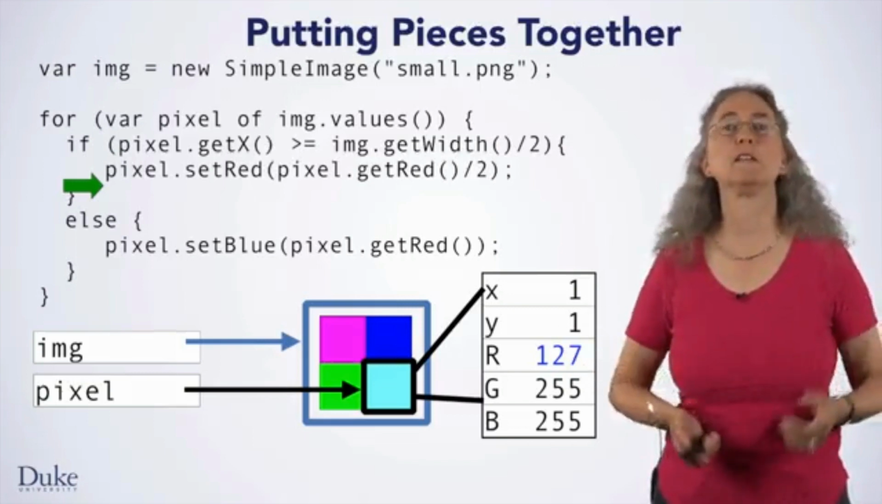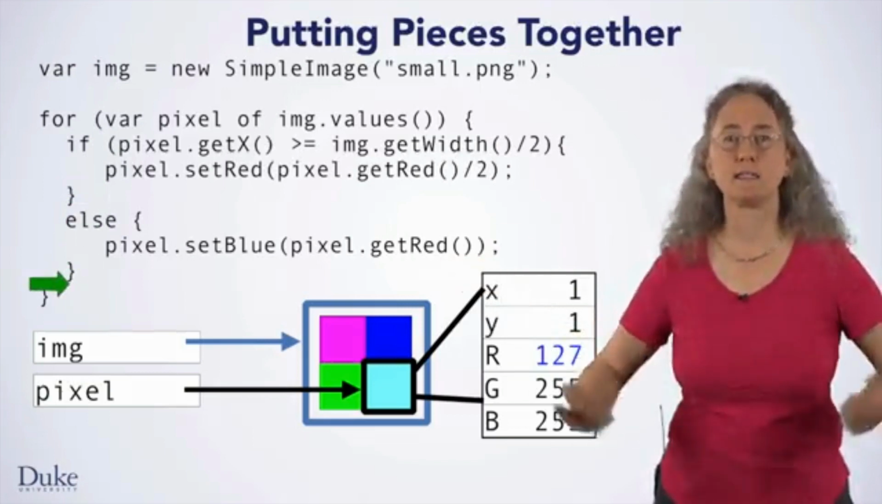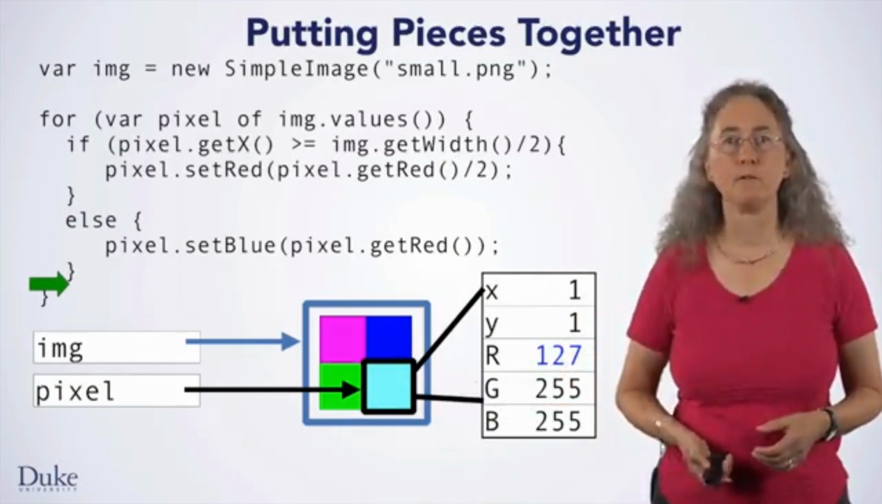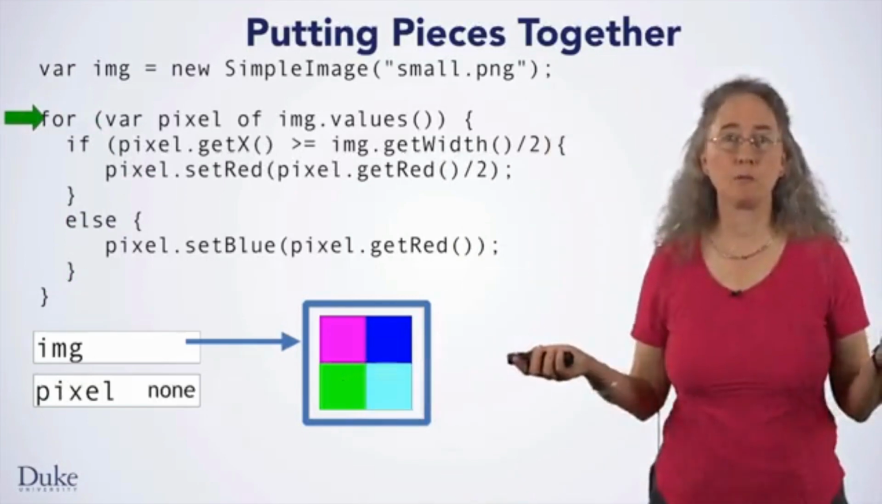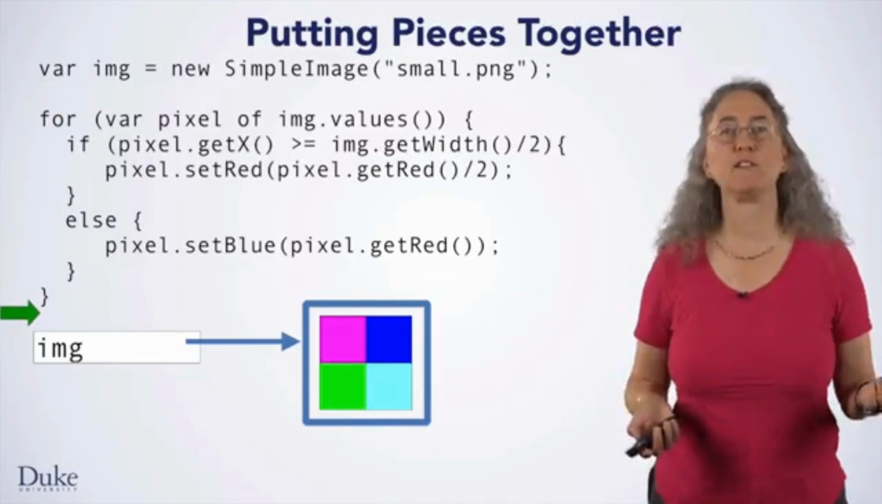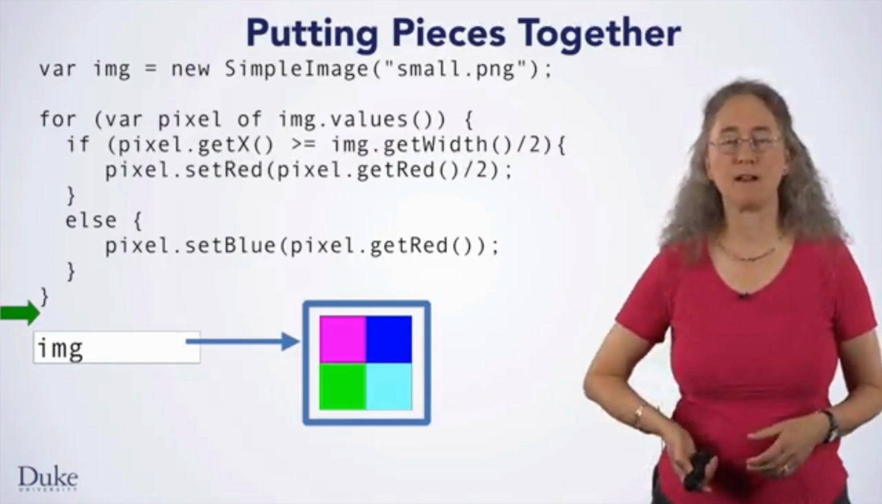We have reached the end of the then clause, so we jump past the end of the else clause, which brings us to the end of the for loop. We go back to the top, and there's no more pixels, so we jump past the end of the loop and begin executing whatever code might be there.